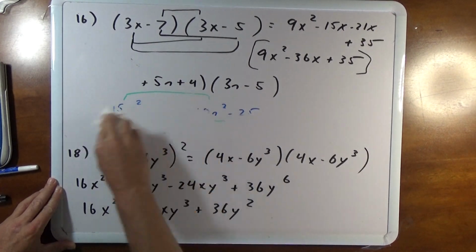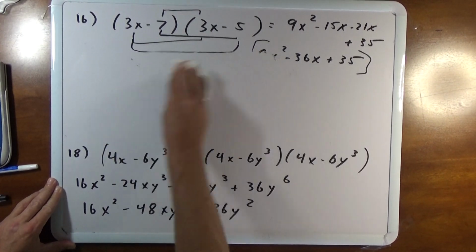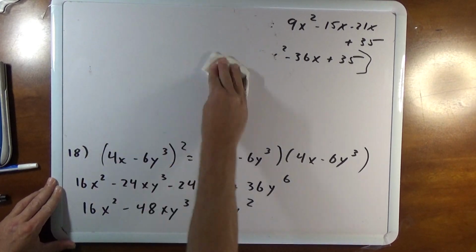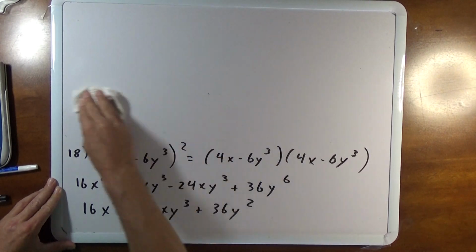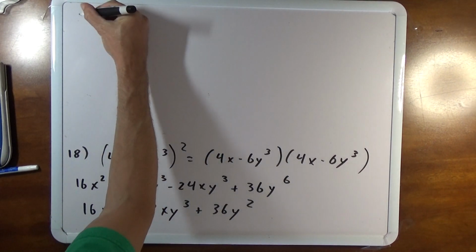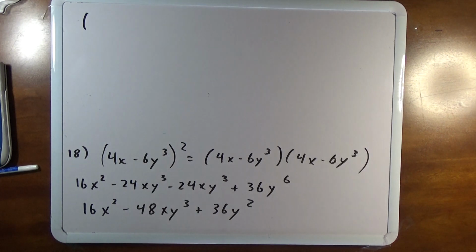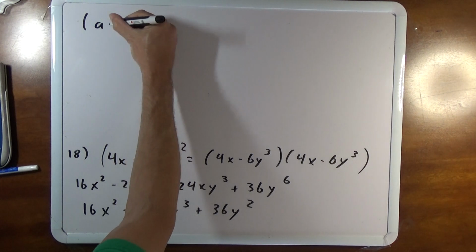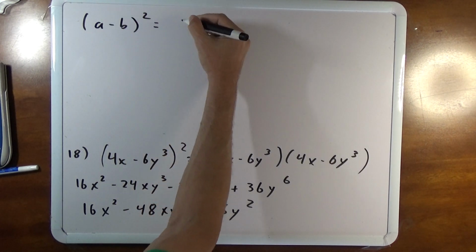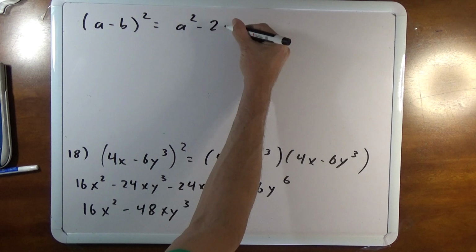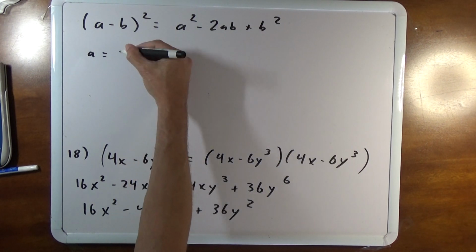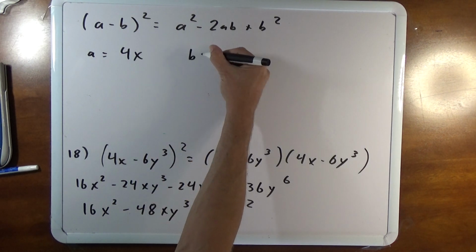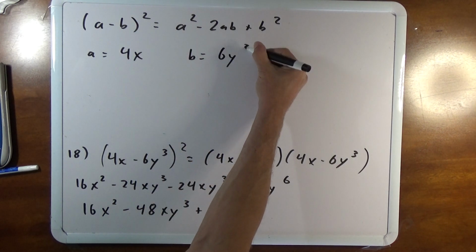The short answer is when I want to square a binomial, the easiest way is just to FOIL it out, to write it out twice and do it just as if they were two different binomials. But you can use the formula. So ours is 4x minus 6y cubed. So this is basically a minus b all squared is a squared minus twice ab plus b squared. In our case, a is equal to 4x and b is equal to 6y cubed.